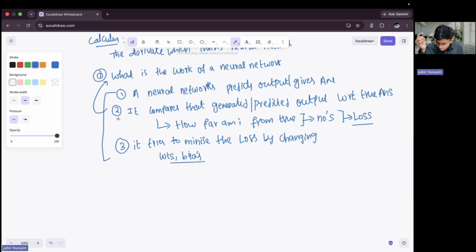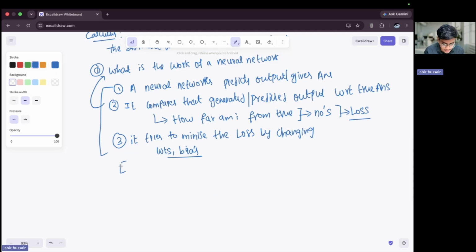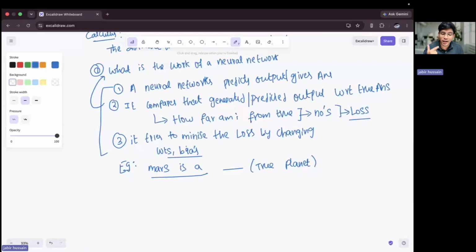I'll give you a very simple example. Let's say my example is: Mars is a dash. So I have given my neural network these words, and I'm expecting that my neural network will give me output. And I know that my true answer is: Mars is a planet. Now, how will I compare whether my output is near to the true answer or far away from the true answer?